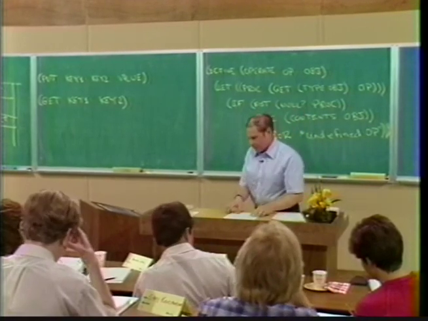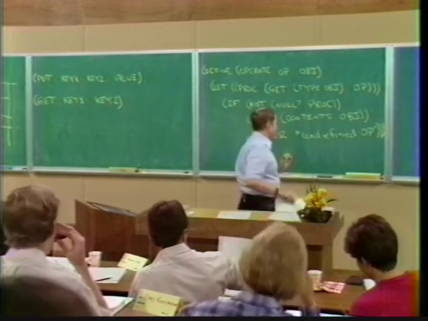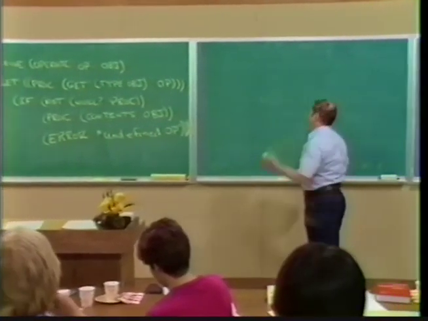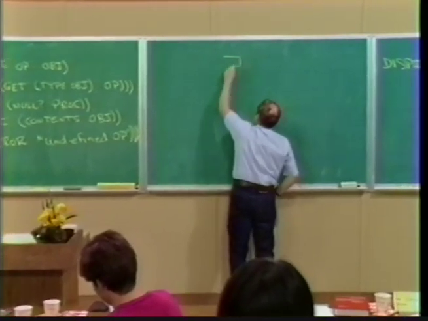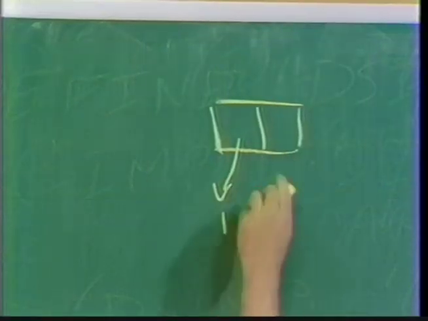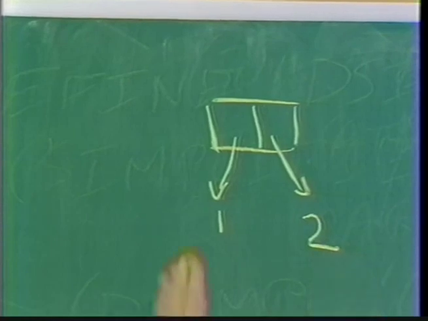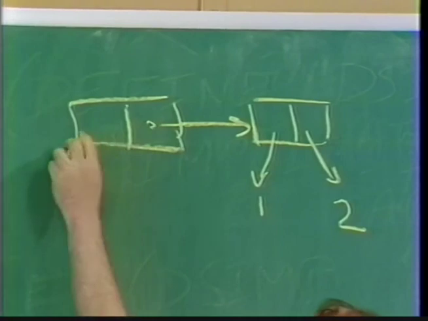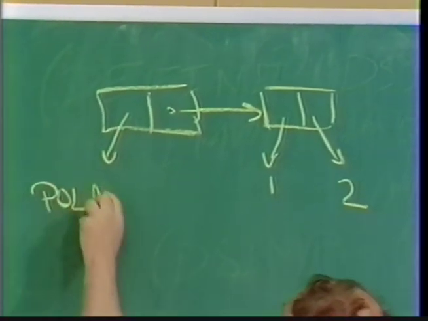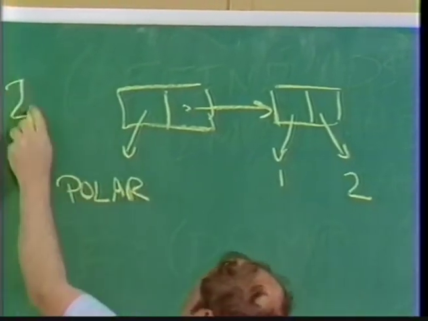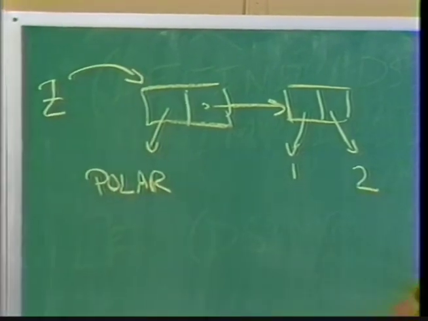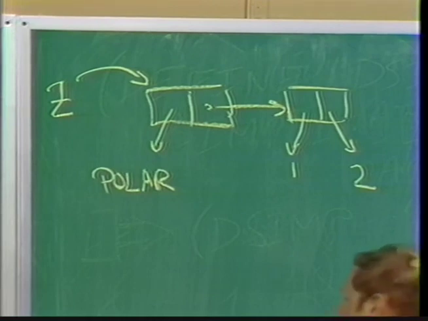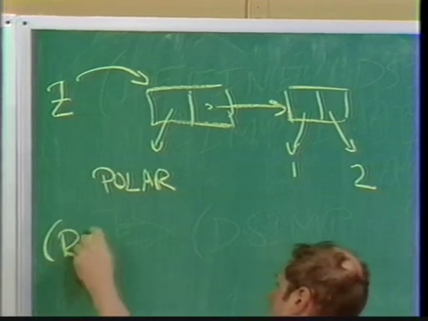Let's just go through that slowly to show you what's going on. Suppose I have one of Martha's complex numbers. It's got magnitude 1 and angle 2, and it's one of Martha's, so it's labeled here polar. Let's call that Z. And suppose with this implementation, someone comes up and asks for the real part of Z.